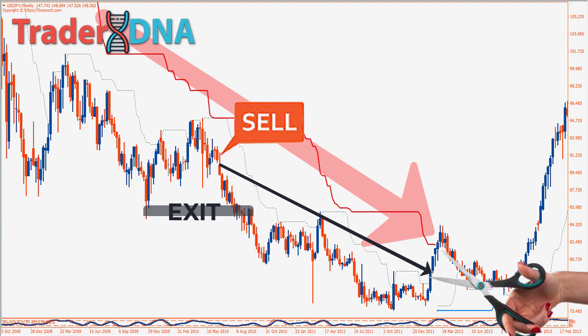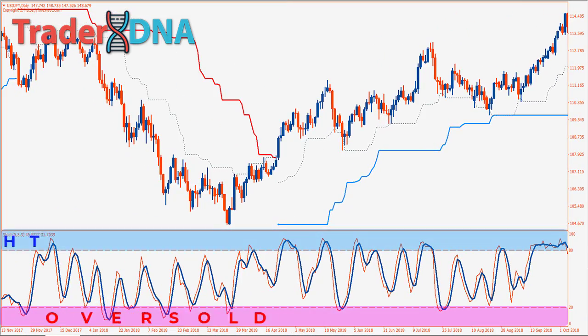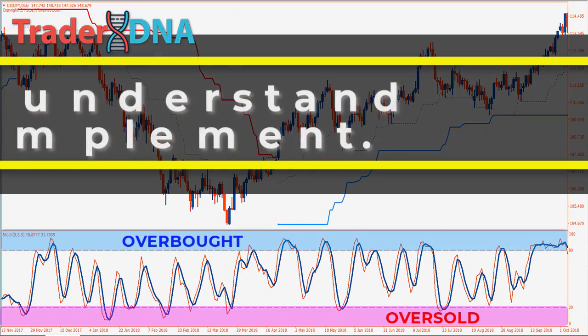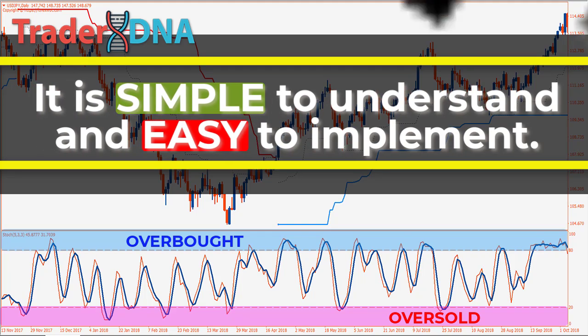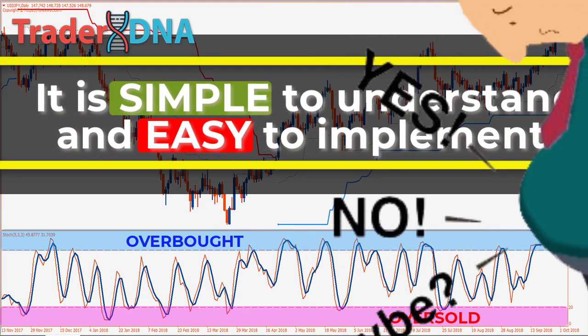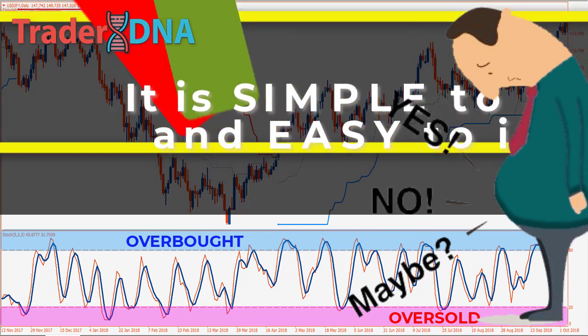One of the simplest ways to trade trend reversals is through oversold overbought strategies. It is simple to understand and easy to implement. Traders could enter and exit trades based on rules rather than on gut feel, making it a lot easier for new traders.